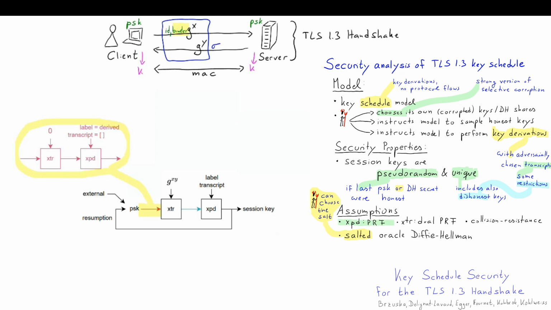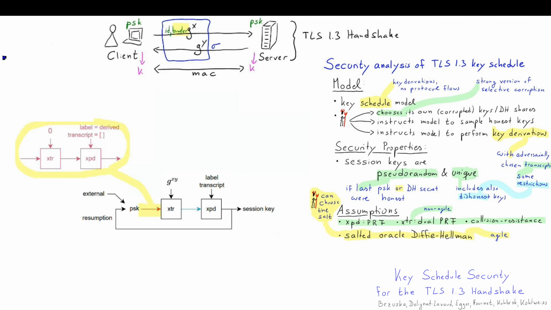For the PRF assumptions and the collision resistance, we did not need to make agile assumptions that talk about relations between different algorithms, but for the salted oracle Diffie-Hellman, we did need to make an agile assumption, because potentially from the same Diffie-Hellman secret, one might extract with pre-shared keys that use different algorithms.